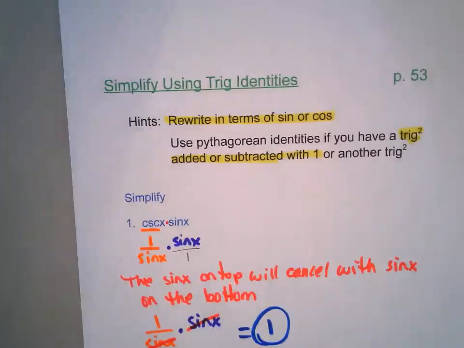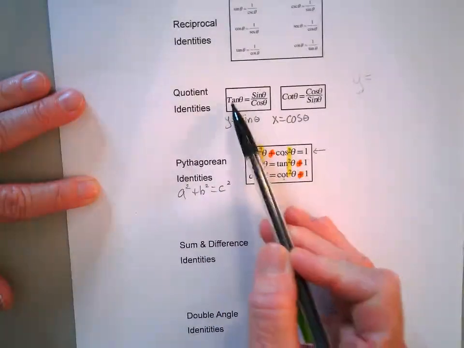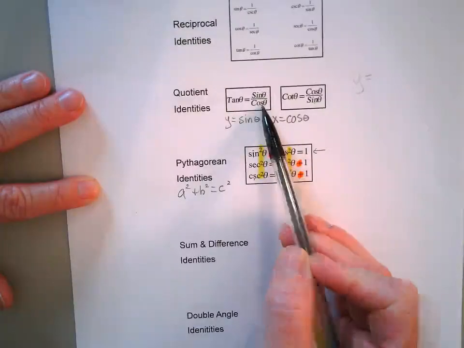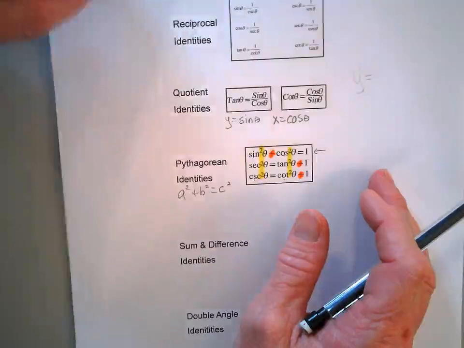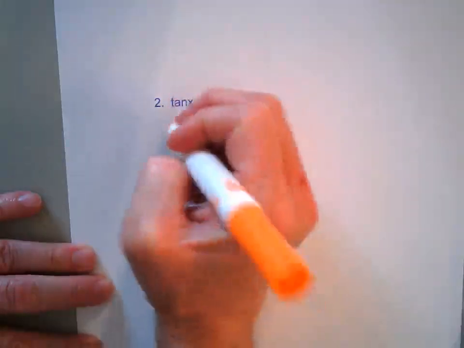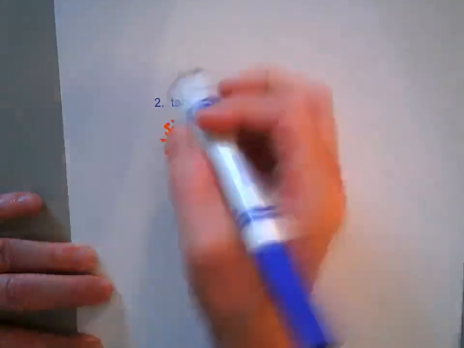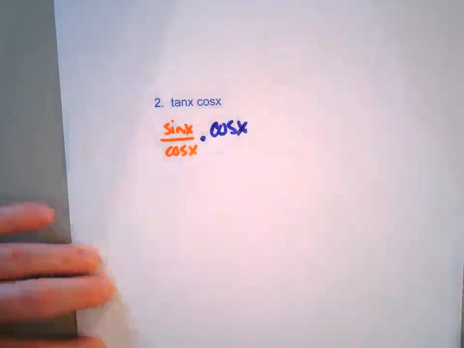All right, let's move on to our second problem. Tangent x, cosine x. Turn everything into sines and cosines. On your quotient identities, you'll see tangent. Tangent can be turned into a sine over a cosine, which is our goal: turn things into sines and cosines. So tangent is going to turn into sine x over cosine x, and that is being multiplied by a cosine x.